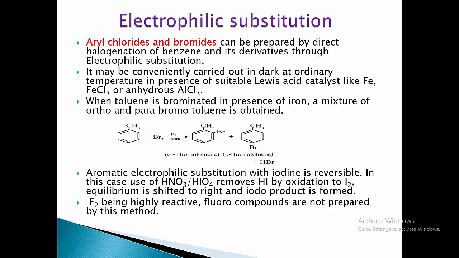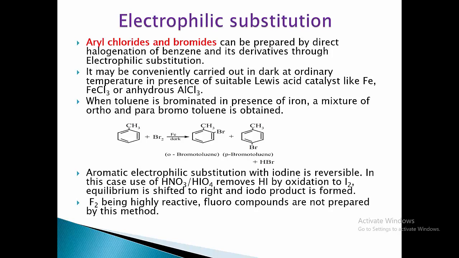For example, when toluene is brominated in presence of iron, a mixture of ortho and para bromotoluene is obtained. The given reaction is C6H5CH3, this is toluene. When it is treated with bromine molecule in presence of iron in dark, then formation of orthobromotoluene and parabromotoluene with HBr. In a similar way, we can prepare chlorobenzene also.